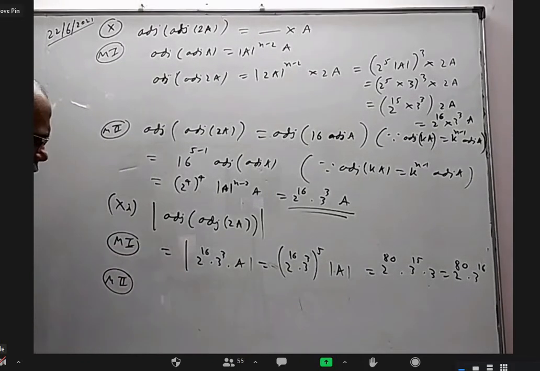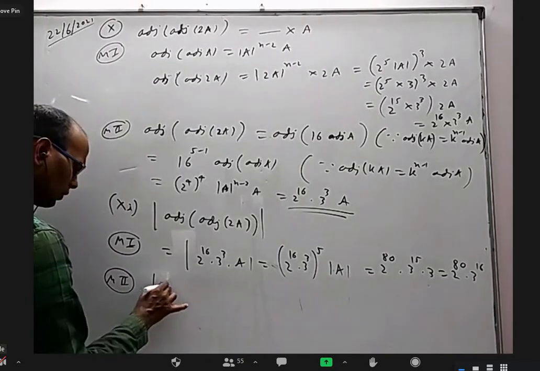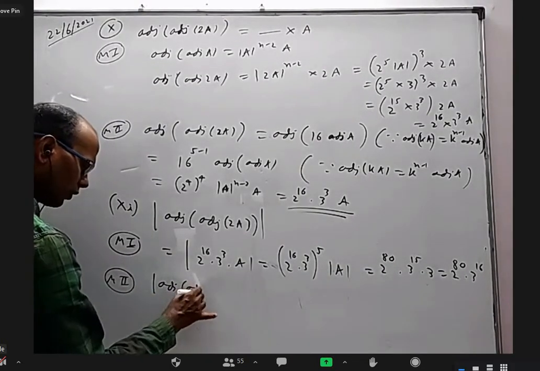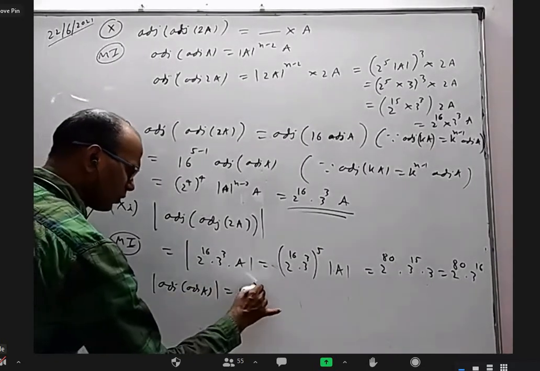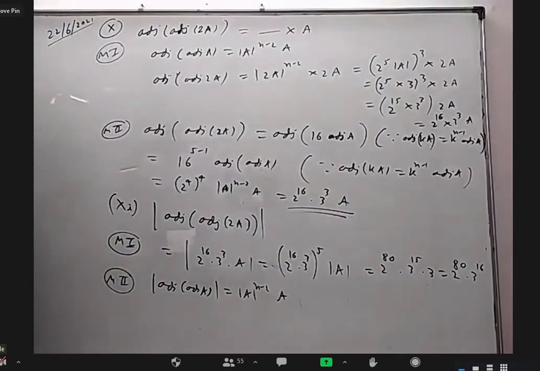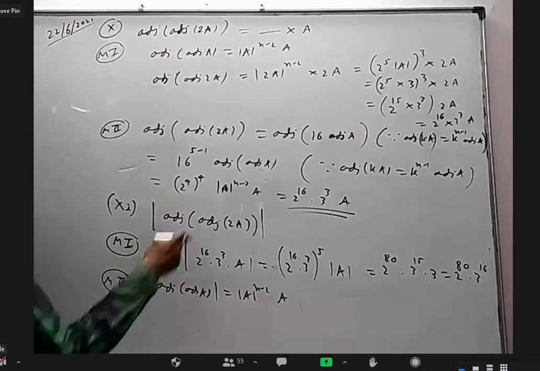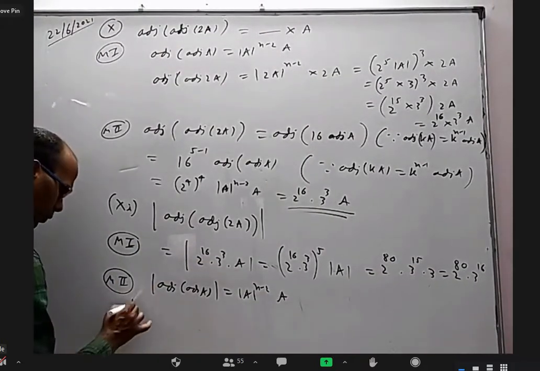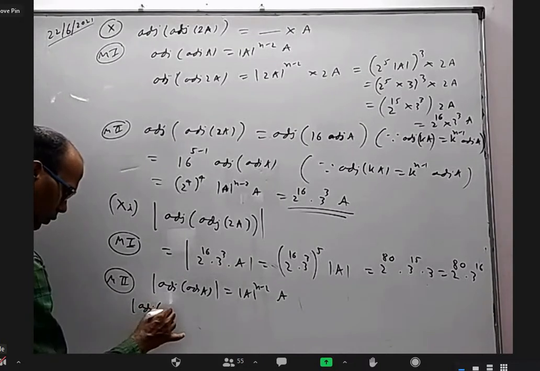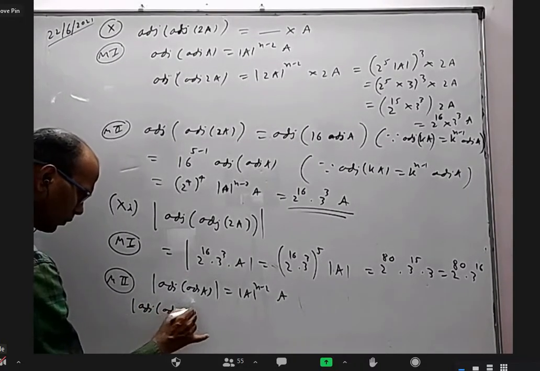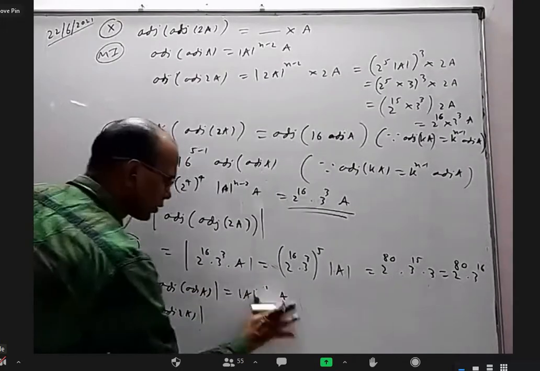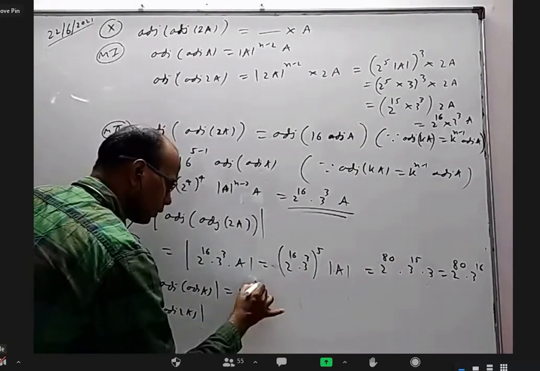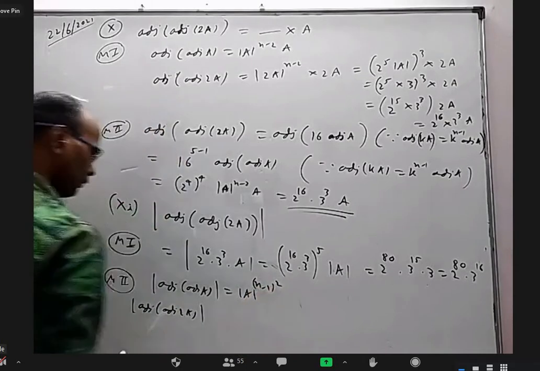Another method is, I already have this formula: adjoint of adjoint A is equal to det A power n minus 2 into A. Wherever A is there, I can substitute 2A. So adjoint of adjoint 2A. Sorry, what is det of adjoint? Det A power n minus 1 whole square.